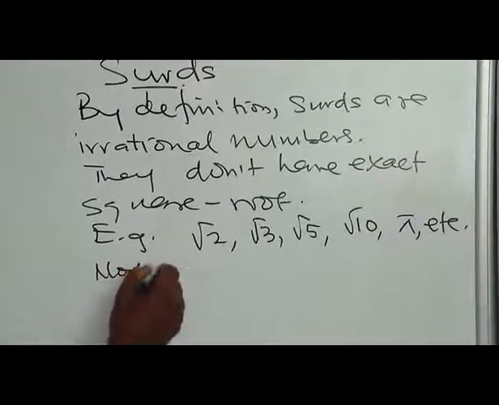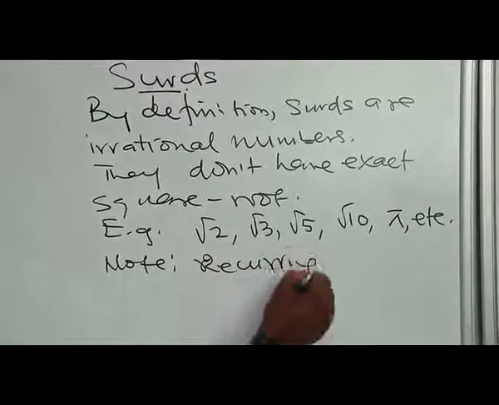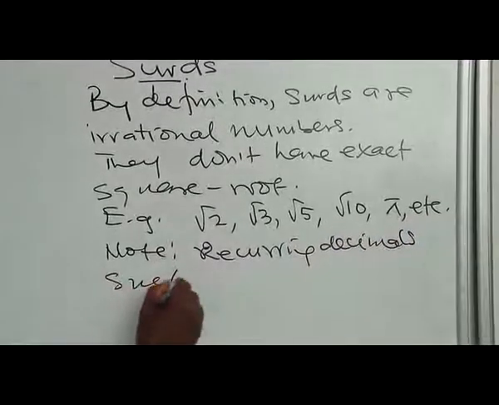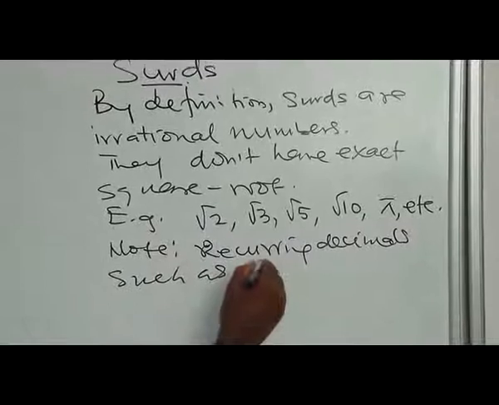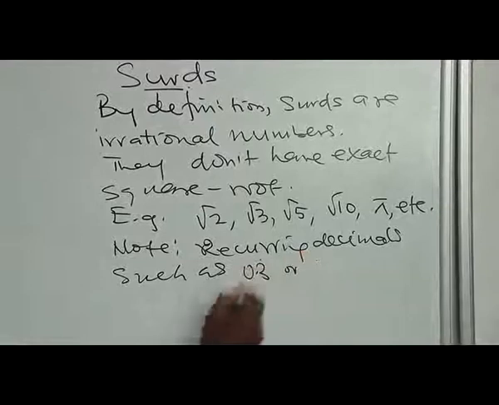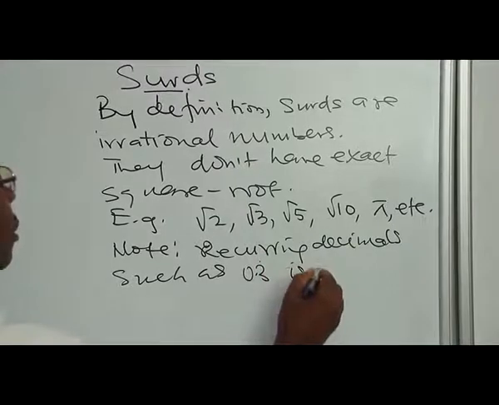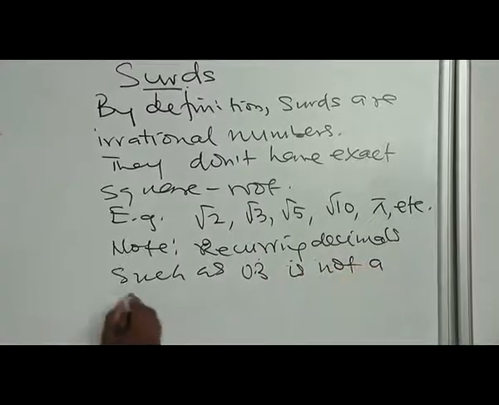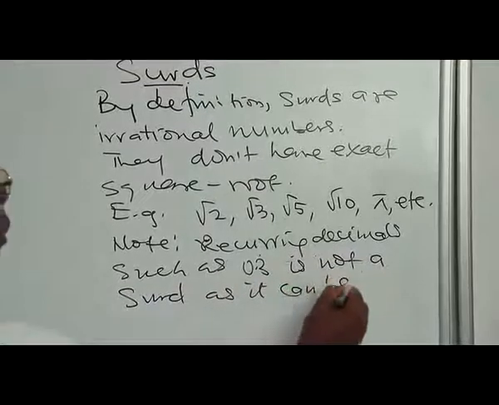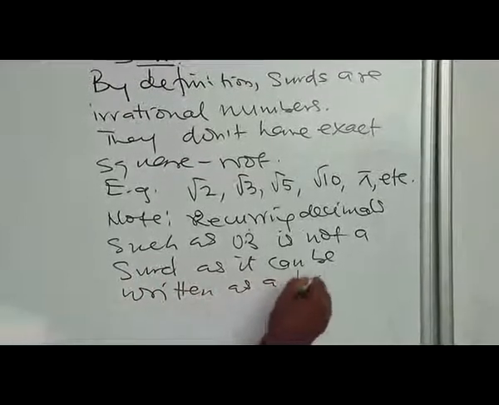Note that recurring decimals such as 0.3 recurring is not a surd, as it can be written as a fraction.